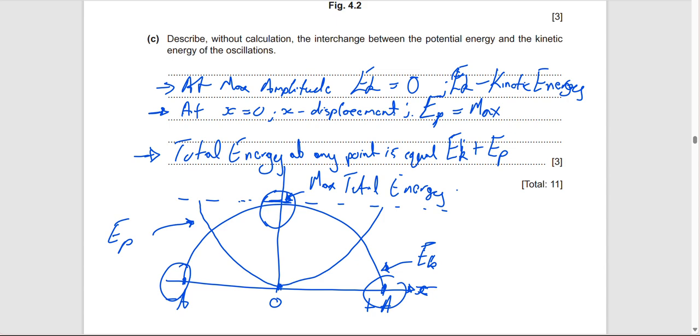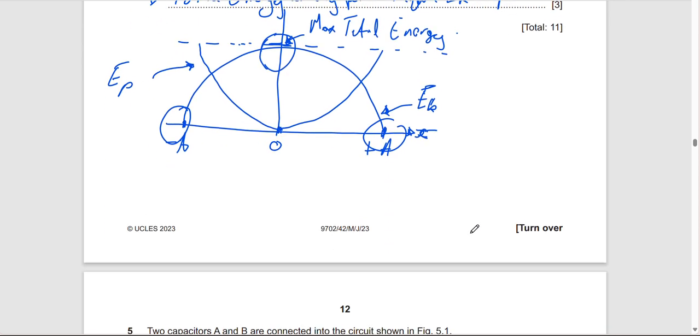So that's what you do. And then here you can just write as well, Ep equal to max, and Ek equal to 0. And you can even draw the diagram. That will make it easy. I'm sure you get the 3 marks if you want. They appreciate you when you show illustrations of what you write in your answers. They really do appreciate that.